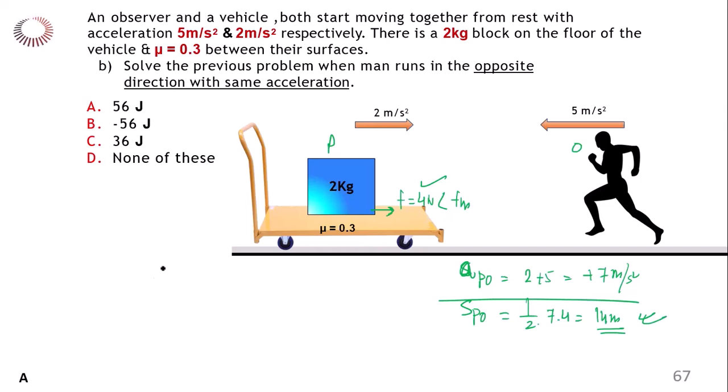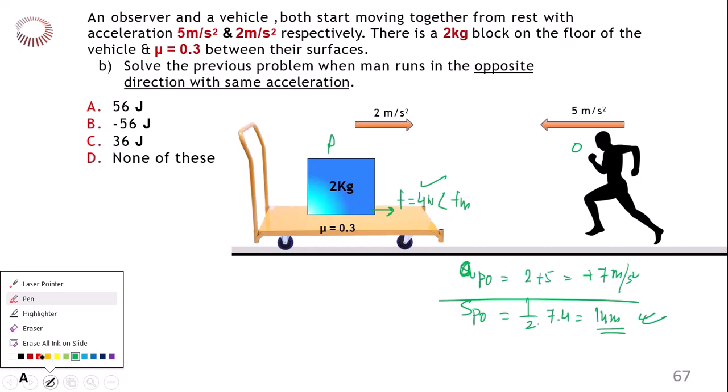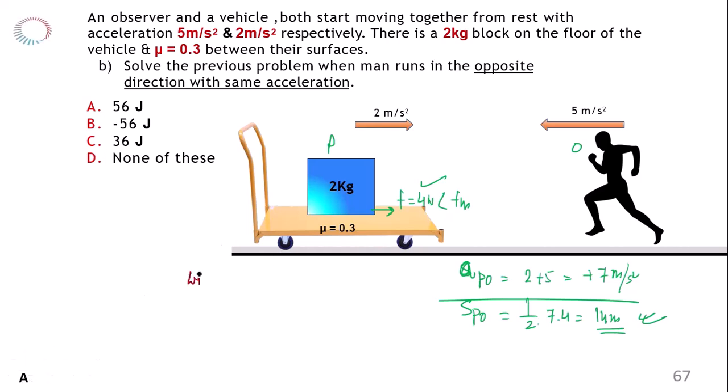So since the displacement is 14 meter, friction is how much? Friction is 4. So what is the work done? Both are in the same direction. I am getting a positive number. So here the work done by the friction should be how much? 4 into 14, that is 56. Positive number. Okay.